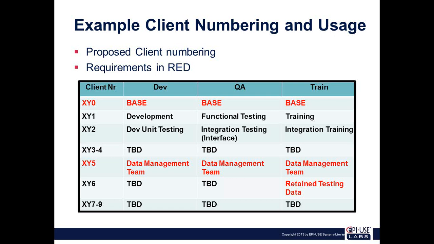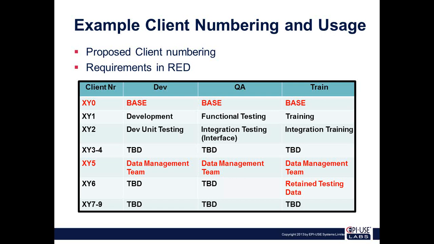On the QA stack, you would have a base client, and maybe your XY1 would be for functional testing. XY2 is the integration testing, and this is the one that would have interface and integration points to the other QA components for the between ERP and HCM and SRM, for example. So that would be for integration testing. Okay. Again, the same pattern for the 3, 4, 5, 6, 7, 8 as dev is pretty much TBD.